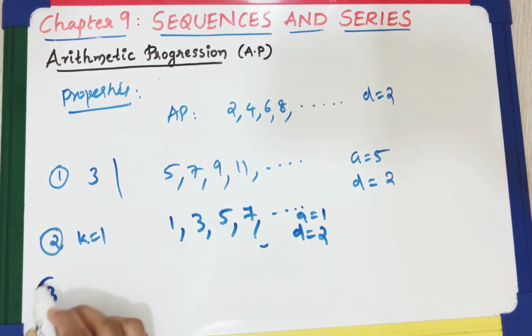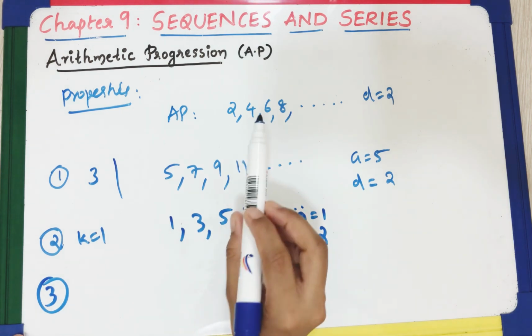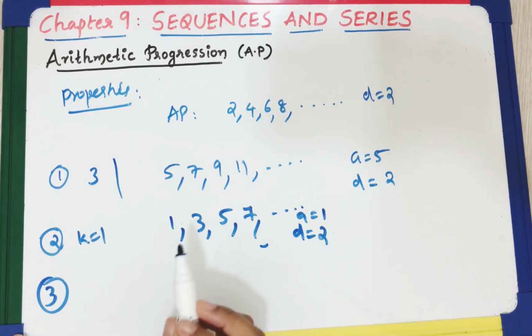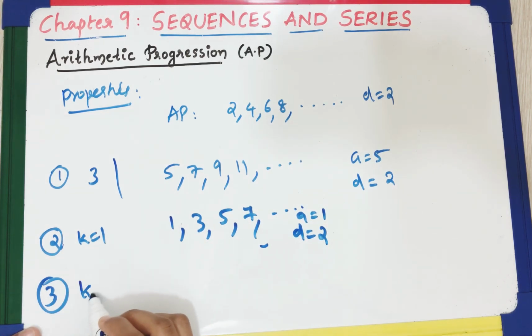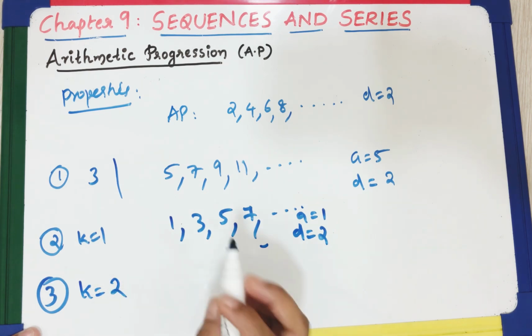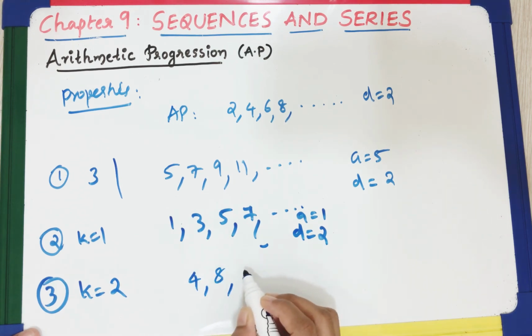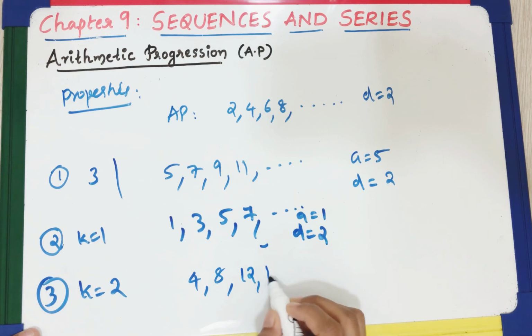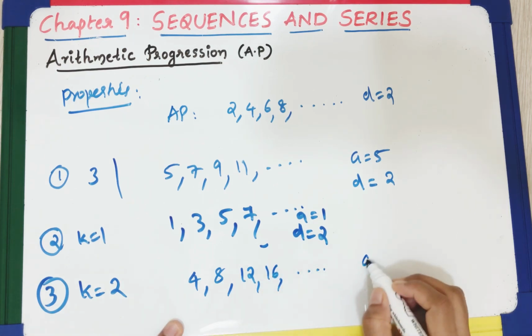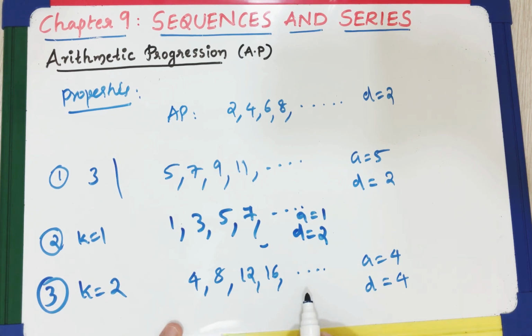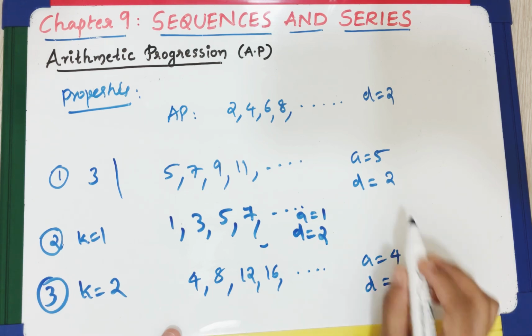Now the third property is: if each term of the AP is multiplied by a constant, then the resulting sequence is also an AP. Say we multiply by 2 itself, then the sequence will be 2 into 2, 4, 4 into 2, 8, 6 into 2, 12, 8 into 2, 16, etc. Here a is equal to 4 and d is equal to 4. This is an arithmetic progression. The common difference changes; it is also multiplied by 2.